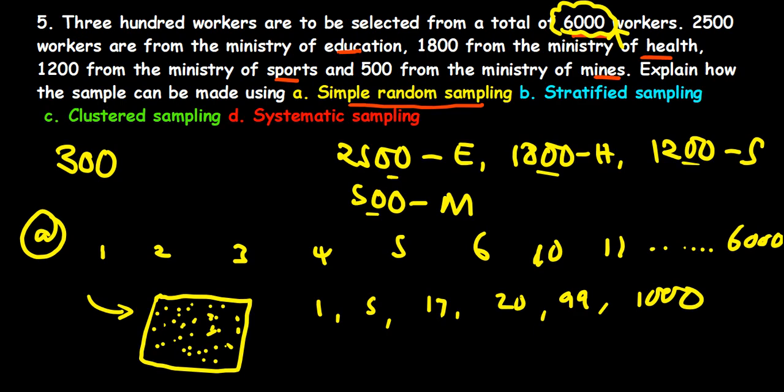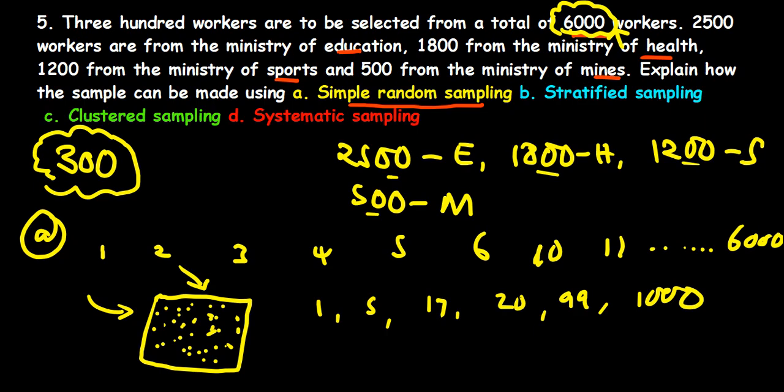Then after that you just pick the first 300 workers from this box. Those 300 workers are the ones that are going to be in your sample. So if you use that method, then you've used the simple random sampling method.